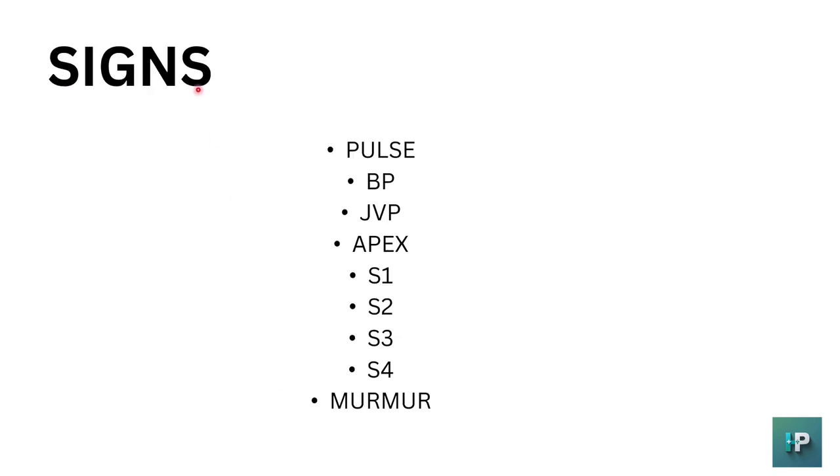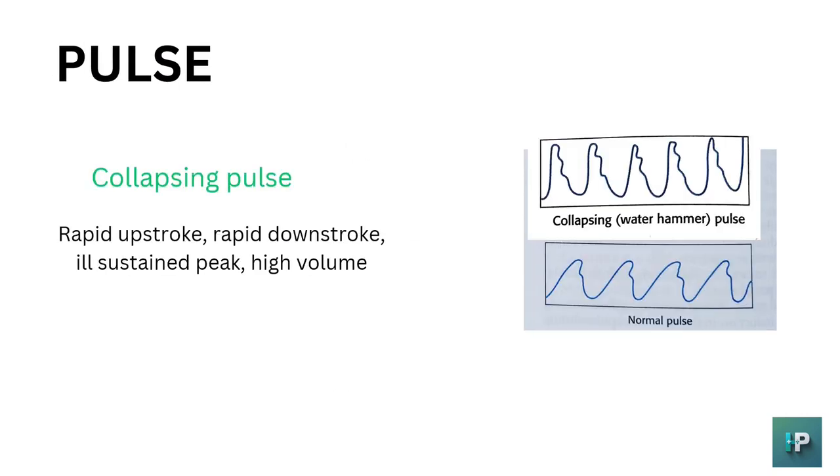Then let's see signs. These are the signs commonly discussed in CVS and valvular heart diseases. Let's see one by one. Pulse. Here the pulse will be a collapsing pulse. That is, there will be rapid upstroke and rapid downstroke, and ill sustained and high volume. The rapid upstroke is due to increased ejection fraction, and the rapid downstroke is because of backward flow during diastole.